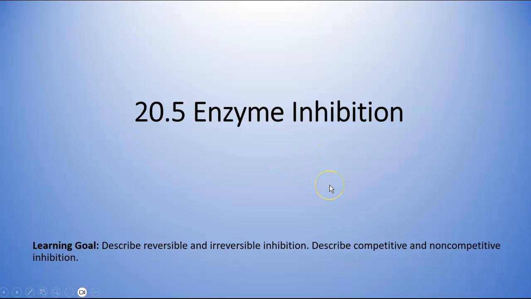Okay, now let's go to the last topic of this chapter for this class, enzyme inhibition. So we will describe the types of inhibition. Enzyme activity can be inhibited by different methods, and that's what we are going to discuss here. We will describe what is reversible and irreversible inhibition and what is competitive and non-competitive inhibition.